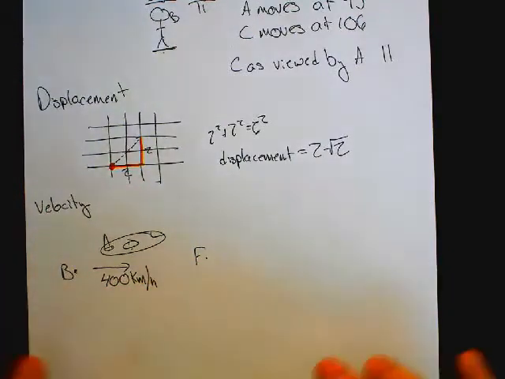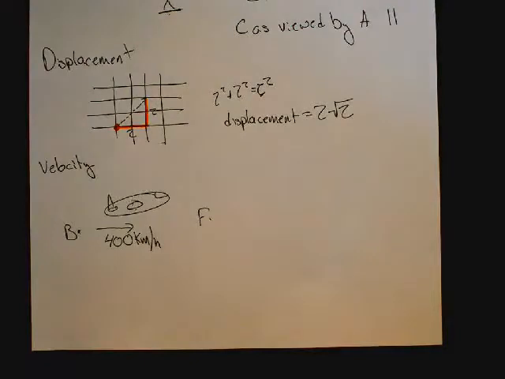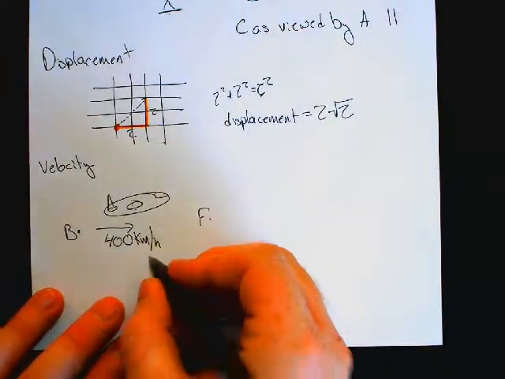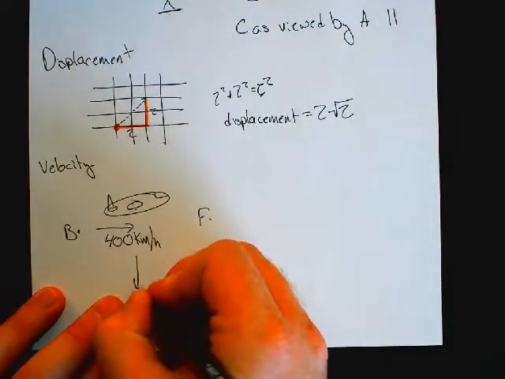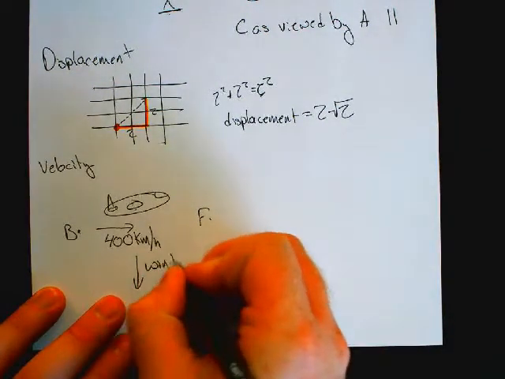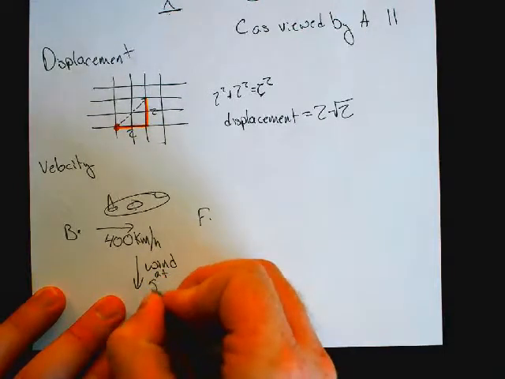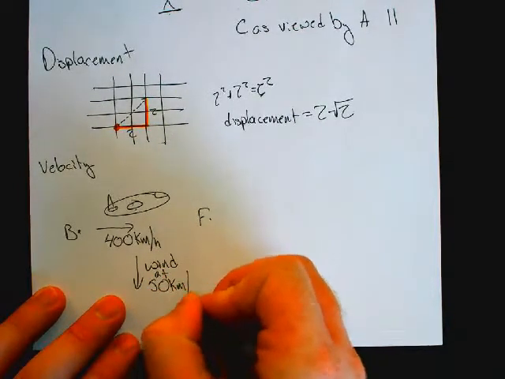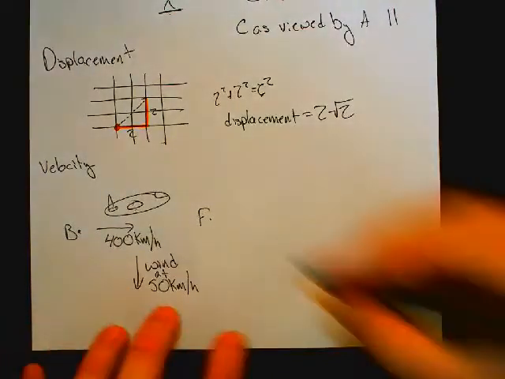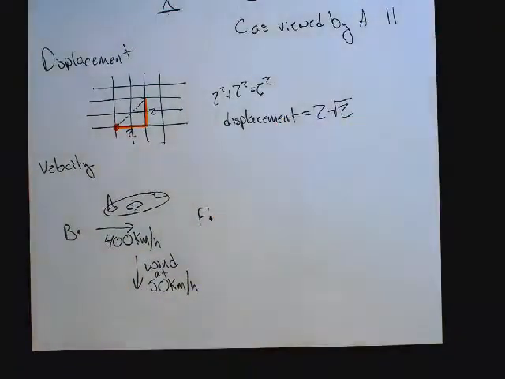Now, given that we are in North Dakota, it's of course going to be windy, right? And we can make our wind blow due south. Wind comes due south, at 50 kilometers per hour. Okay? Again, how would I go about finding the total velocity of the plane?